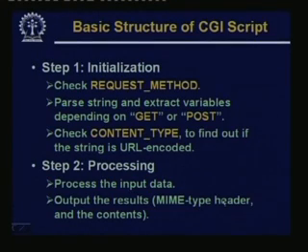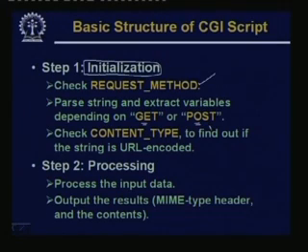So, the basic structure of a CGI script, as we have seen, looks something like this. Now in the first step, you do some kind of initialization. First, you can check for the request method. Now, the request method can be get or post. If it is get, you will have to read the data from the query string environment variable. If it is post, then you have to read it from the standard input. If you are reading from the standard input, the content length will tell you how many characters you need to read in total.